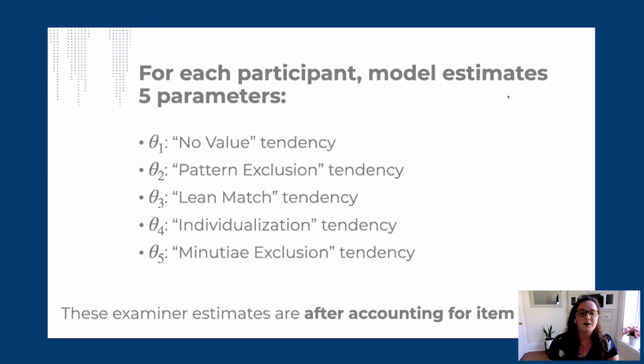And so here for each participant, the model estimates 5 parameters. The first is a no value tendency. The second is a pattern exclusion tendency. The third is a lean match or non-match tendency. An individualization tendency is the fourth, and then a minutia exclusion tendency is the fifth. And so what I really want to emphasize about these estimates is that these are examiner estimates after accounting for the items that they saw. And so it's after accounting for what we would expect for the subset of items that they saw.